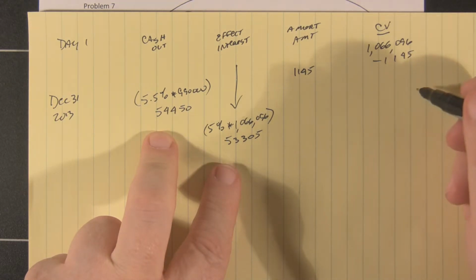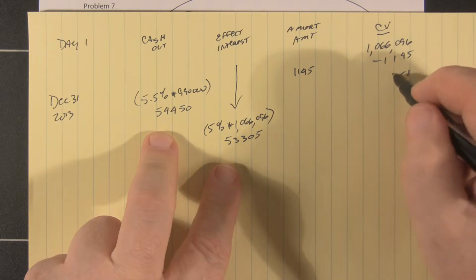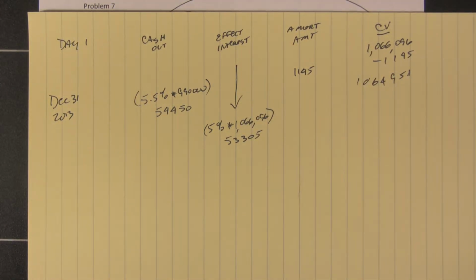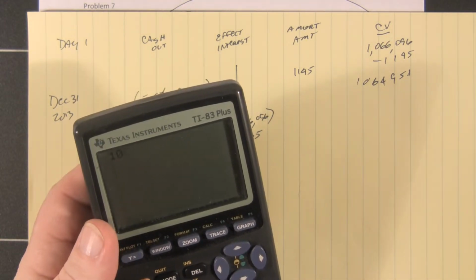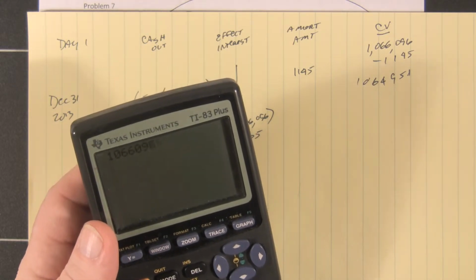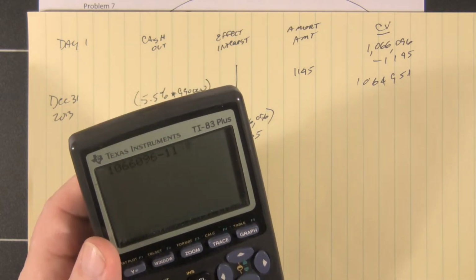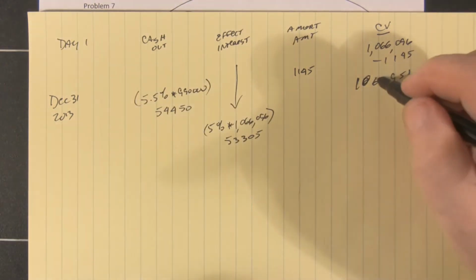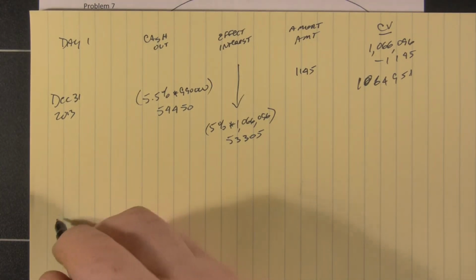And our new carrying value, when we do that subtraction, is, I don't know, I have to figure it out. 1,064,951, if I have that right. I'm not sure I do. Let's check. 1,066,096. That's what they paid. That includes the premium minus the $1,145 that we're amortizing this period. Yeah, I did have it right. 1,064,951.